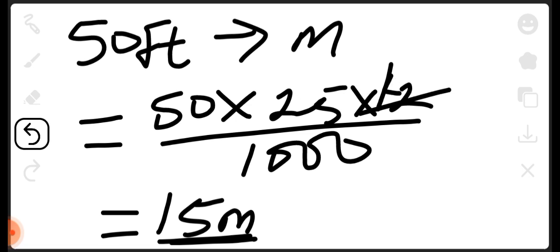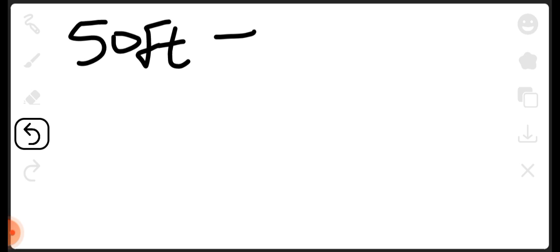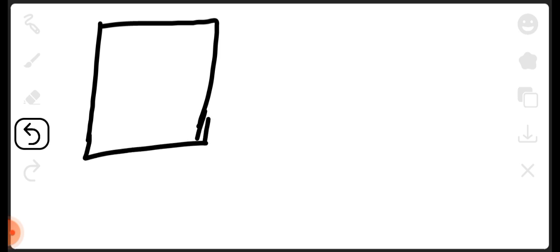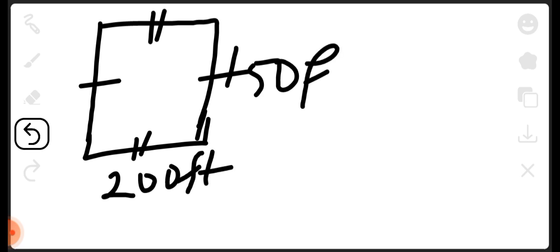It's very, very important. So if I have a land now, let's say I'm having a land of this nature. Let's say the land is 200 by 150. This side and this side are the same, and this side and this side are also the same. So this 200 by 150 is in foot. Take note. So how will you now measure this land in meters?